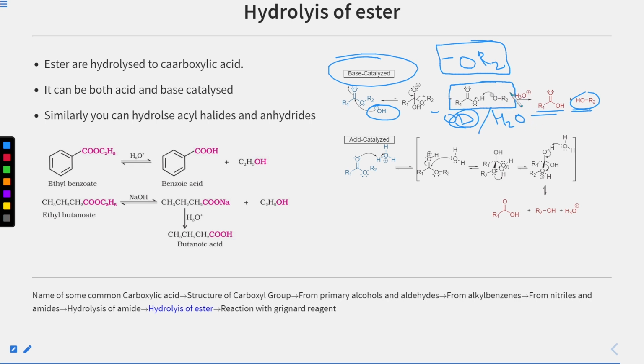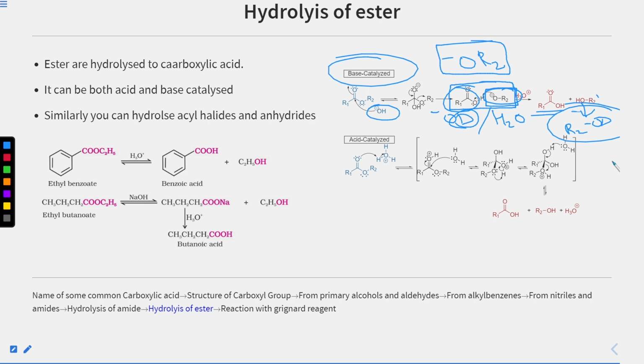You would say that okay, since I have protonated this one, so this would get protonated at the first site. But no, this is a stronger base than this acid. So this base will take one H plus from this acid and will result in R2OH. Now since we have used OD minus here, this R2OH will be converted into R2OD. So this is the base catalyzed hydrolysis of your ester.